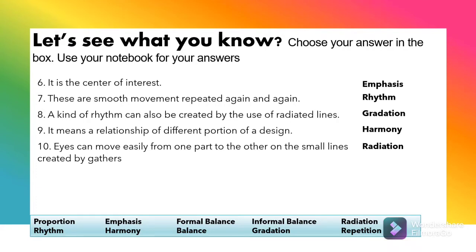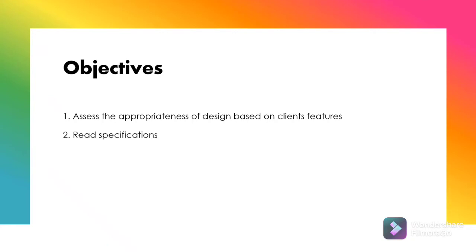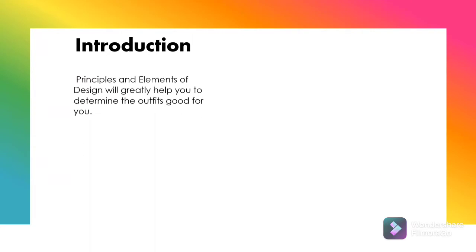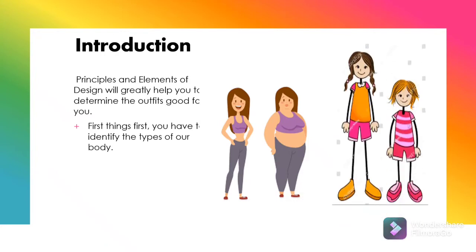And we are going to discuss one by one the principles of design. Our objective for this week is to assess the appropriateness of design based on clients' features, read specifications, and to apply the principles of design, color, and harmonies. Principles and elements of design will greatly help you to determine the outfits good for you. First things first, you have to identify the types of our body. As you can see in the picture, there are skinny, fat, tall, and short.